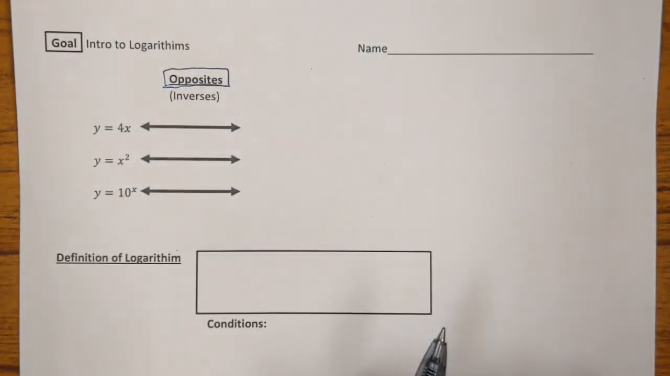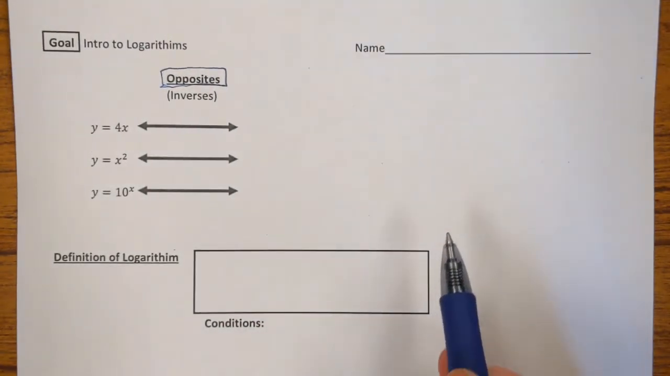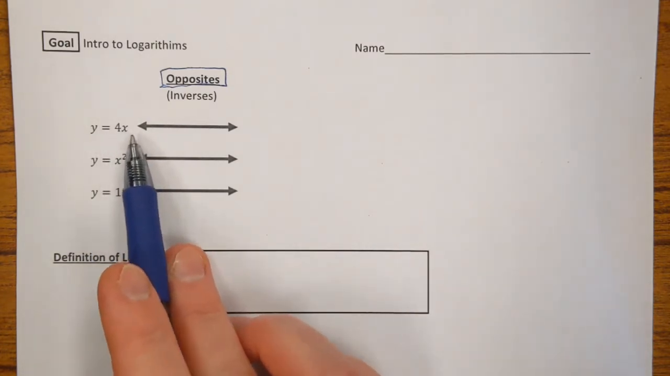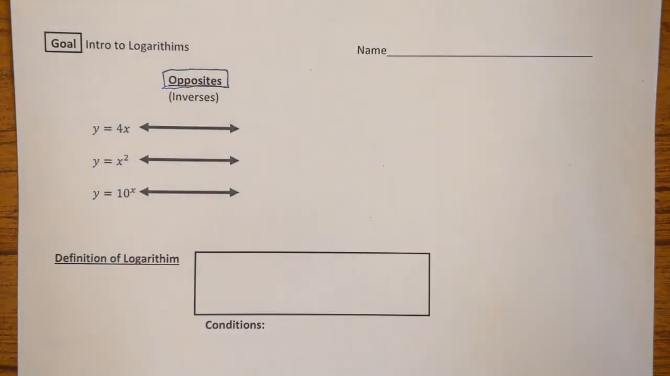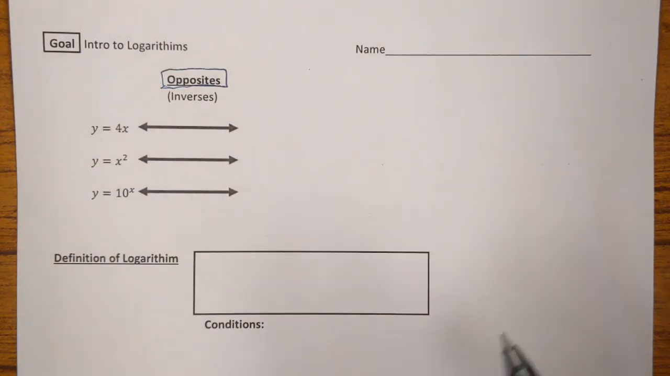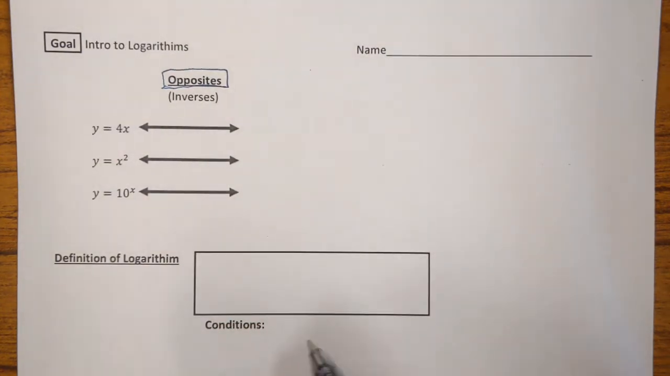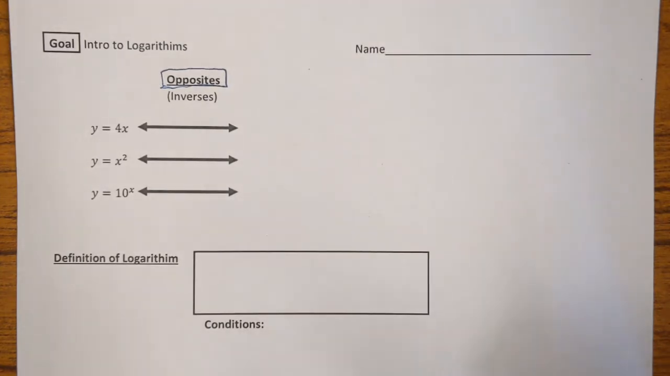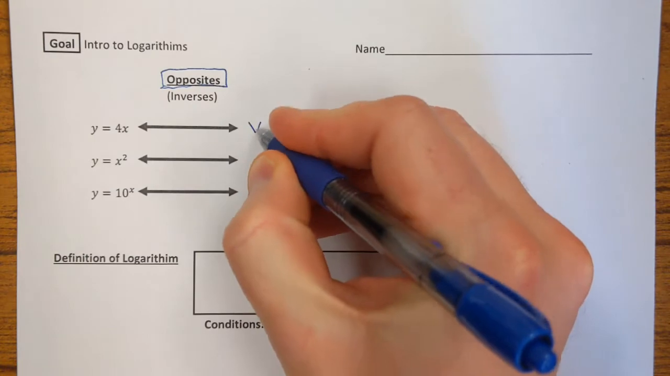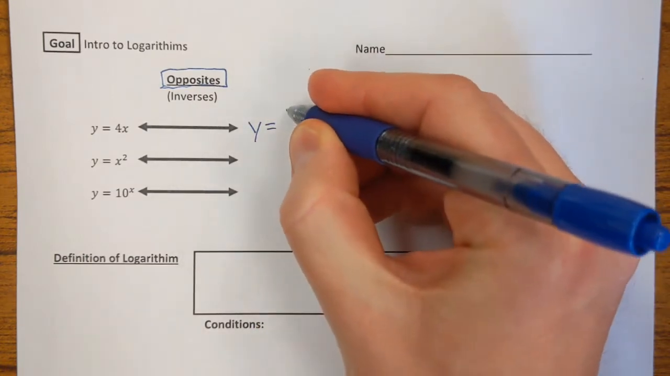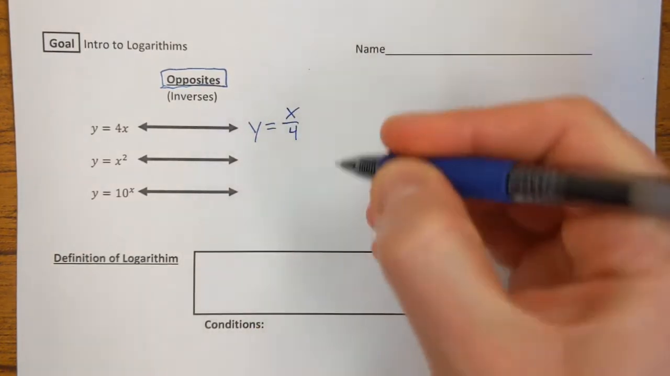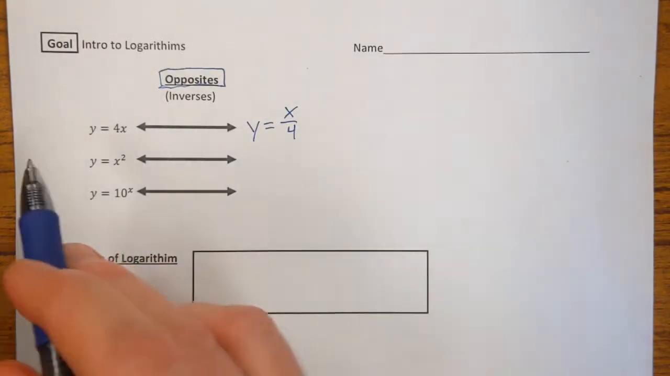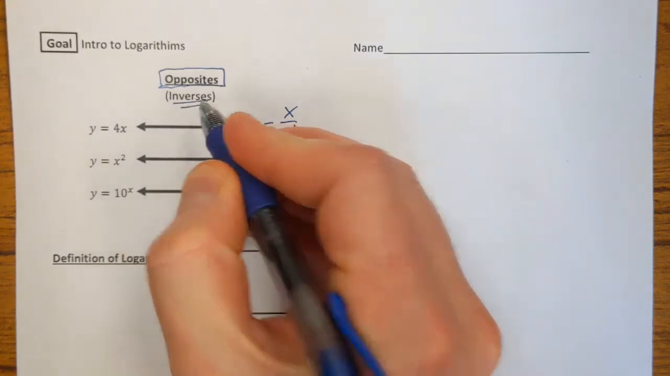Everybody knows what an opposite is, okay? Let's look at this first function that's written down here. Y equals 4 times x. Now you start asking the question, hey, what's the opposite of multiplying a number by 4? And I think everybody knows that. The opposite of multiplying by 4 would be dividing by 4. So here, if I were to write this opposite function over here, x divided by 4, well, in algebra, we call these two functions that are opposites, we call them inverses.